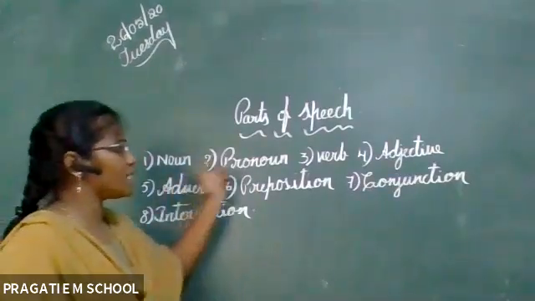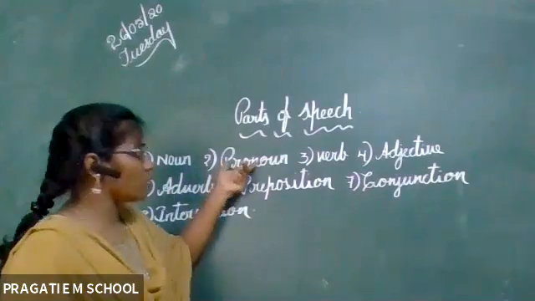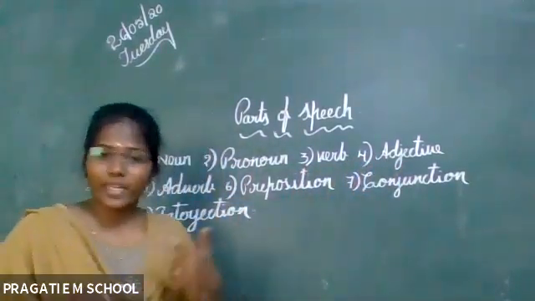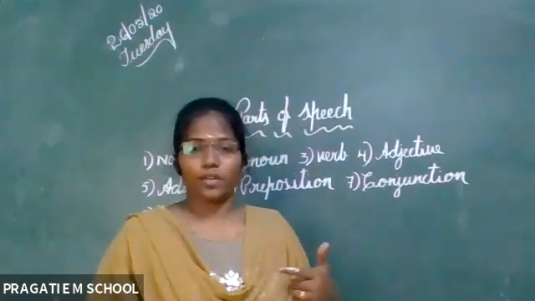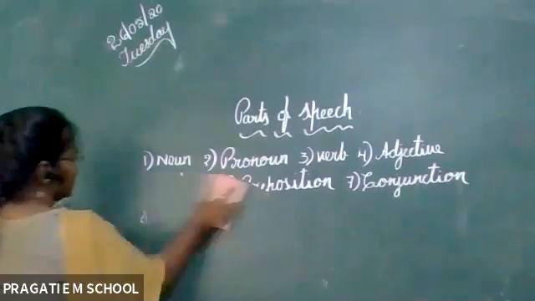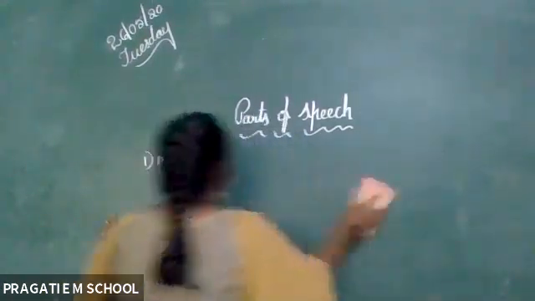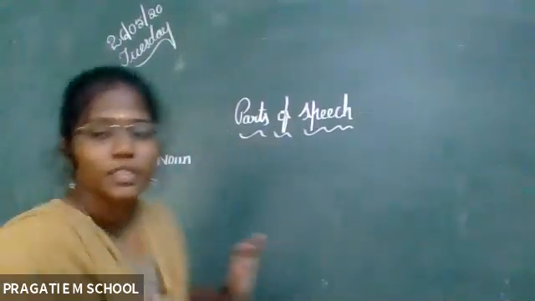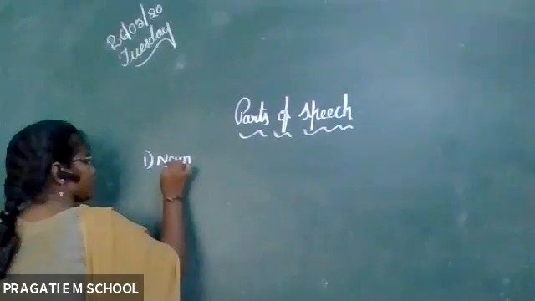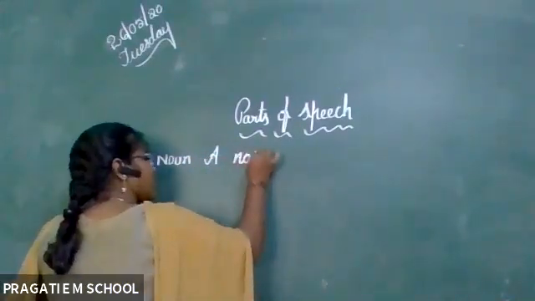As we have already discussed the 4 topics, that is noun, pronoun, verb, adjective, once again, I will recall the lesson. Let me go through it first. Noun. A noun is a naming word.